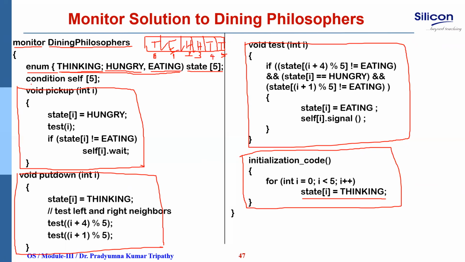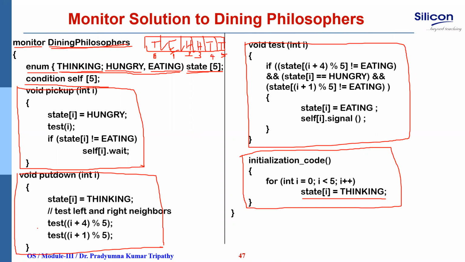Now we want to solve it by using the monitor. So I use a monitor. Monitor name is dining philosopher. I have some variables over here. State of 5 is a condition enum variable, and we have taken 5 condition variables as well. Condition self of 5. Like in your example, I have given condition x and y. Here you have 5 condition variables: self of 0, self of 1, self of 2, self of 3, self of 4. So we have 5 condition variables.